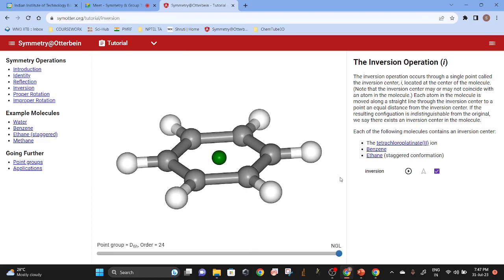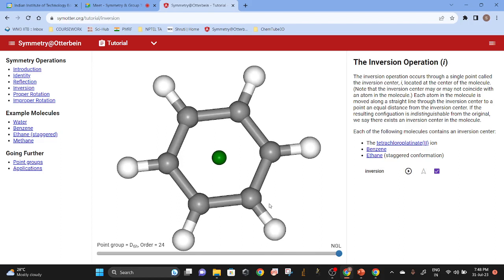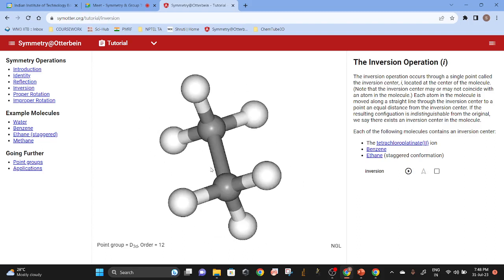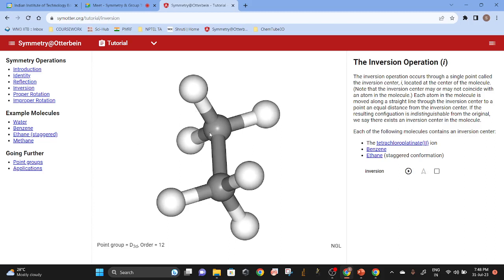Shall I play it once more? See, all the atoms are changing places, but still the molecule remains the same. Now again coming to ethane, the staggered configuration. See how the perspective matters. If it is like this, you will think that there is only one carbon. But when I rotate it and you see through, you can see there are 2 carbons bonded, with 3 hydrogens on that carbon and 3 on this carbon.